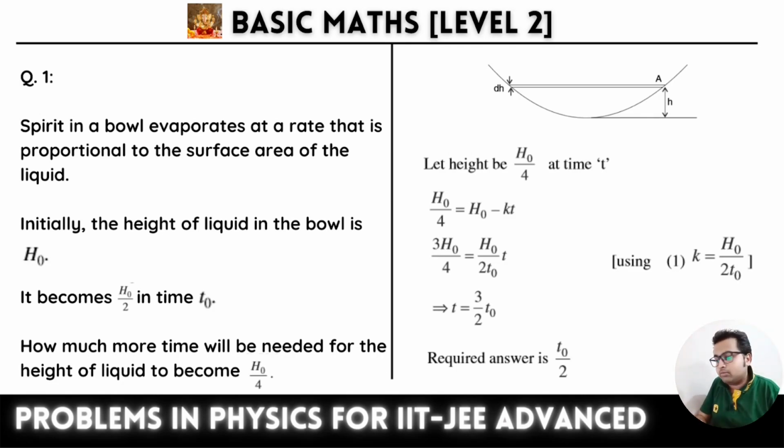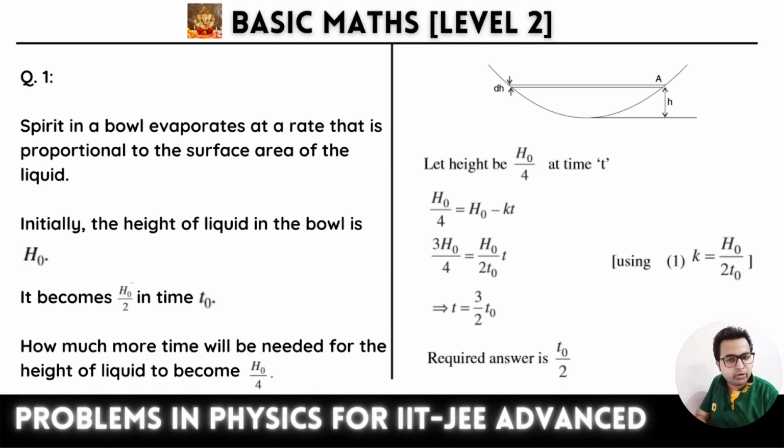So how much more time? More time means you have to measure from t naught. So 3 by 2 t naught minus t naught you have to do, because we are measuring not from t is equal to 0 but from t is equal to t naught. We know that at t is equal to 3 by 2 t naught, the height is h naught by 4. So 3 by 2 t naught minus t naught gives how much more, which the question is asking, and that is t naught by 2. So this is the answer, t naught by 2. Wonderful. I hope this is clear.